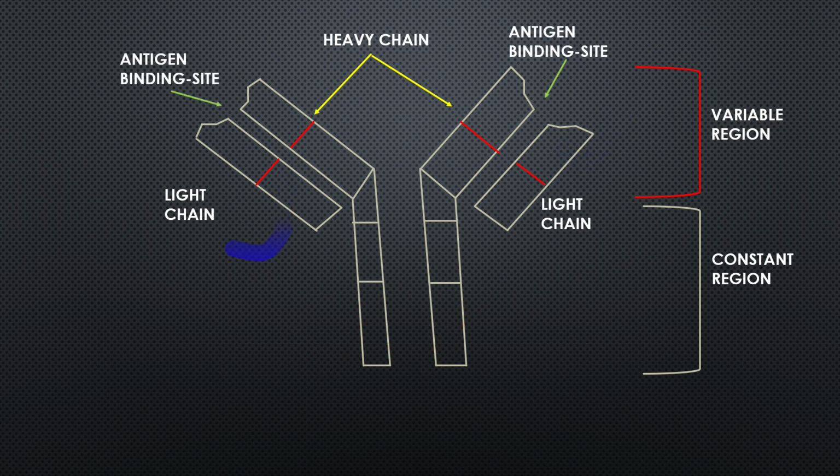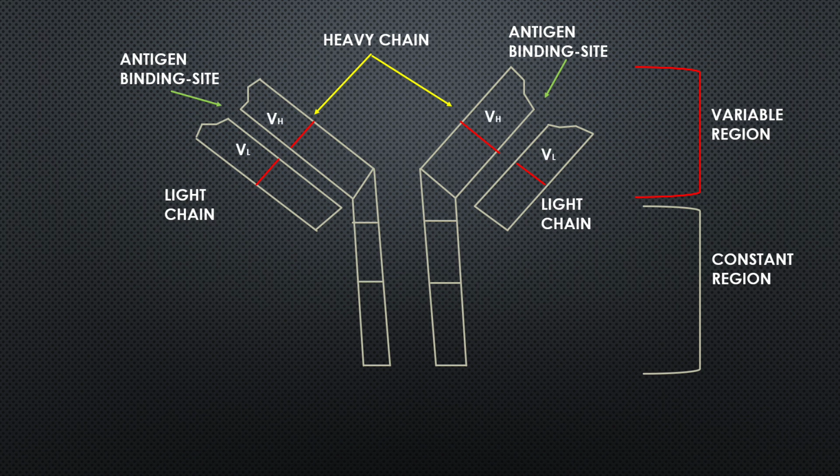Now this portion is known as the antigen binding site, as here the antigen binds, and the structure of the antigen is complementary to the structure of the antibody's antigen binding site. This antigen binding site is also known as the paratope, and this paratope binds with the epitope of the antigen.